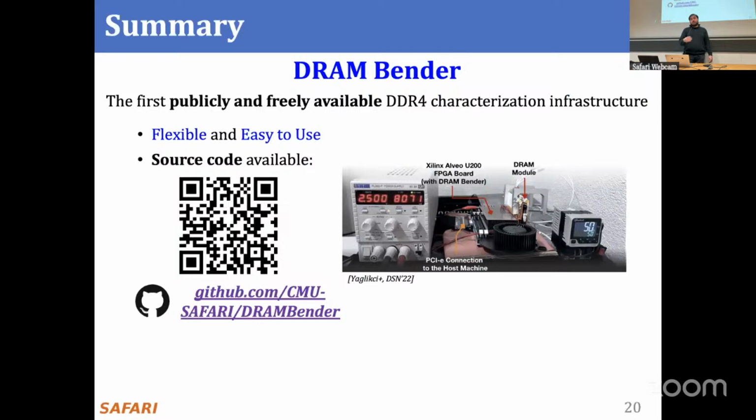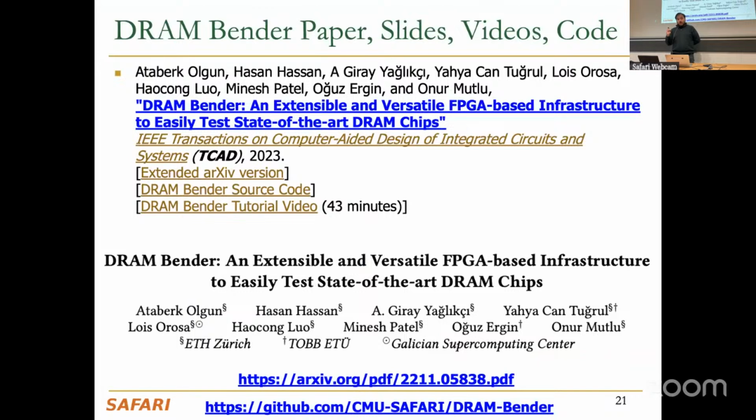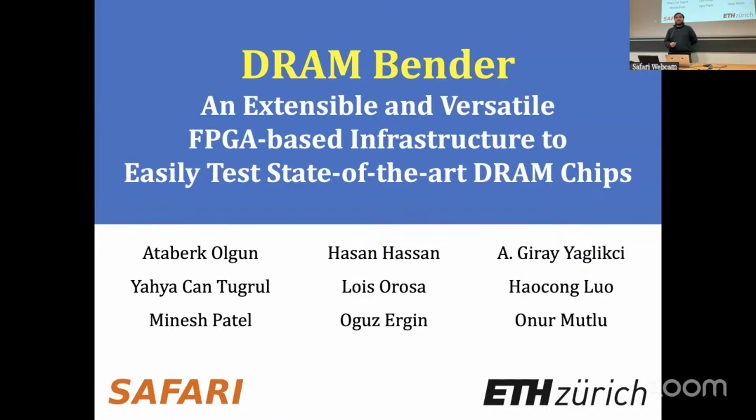As a summary, DRAM Bender is the first publicly and freely available DDR4 characterization infrastructure, which is flexible and easy to use. The source code is available. If you have any of the FPGA machines that DRAM Bender supports, you can directly test your real DRAM chips. We believe and hope that DRAM Bender enables many studies, ideas, and methodologies in the design of future memory systems. It also has a 43-minute tutorial video in which Ataberk shows how you can program the FPGA and test your DRAM chip. And that was a very quick summary of DRAM Bender.